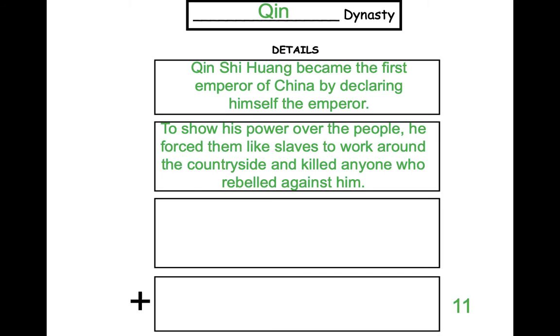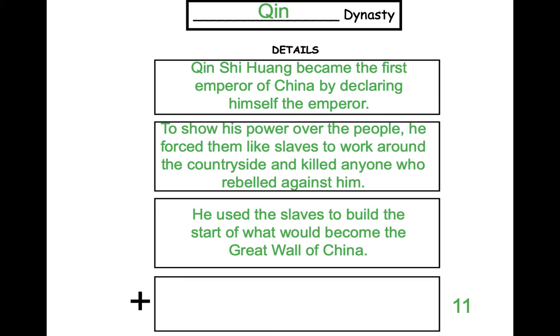To show his power over the people, he forced them like slaves to work around the countryside and killed anyone who rebelled against him. He was essential in some things, like creating roads within his dynasty. And as you know, he had the Great Wall of China started. And the way he did that was he enslaved people, he forced people to help him do these projects. So he used slaves to build the start of what would become the Great Wall of China today.